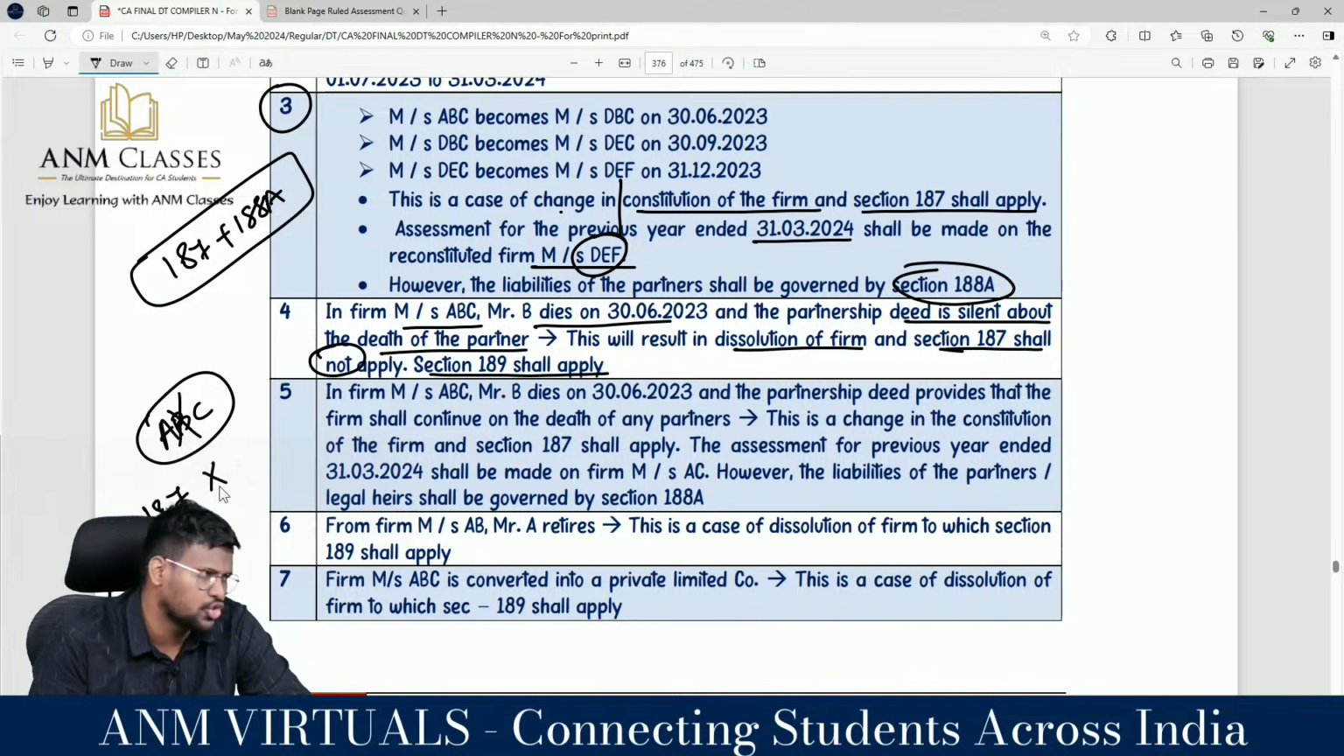What is 187? Change in the constitution of the firm. 188 will not be applicable. That is succession of the partnership firm. 189 will be applicable, which is dissolution of the firm. Right.